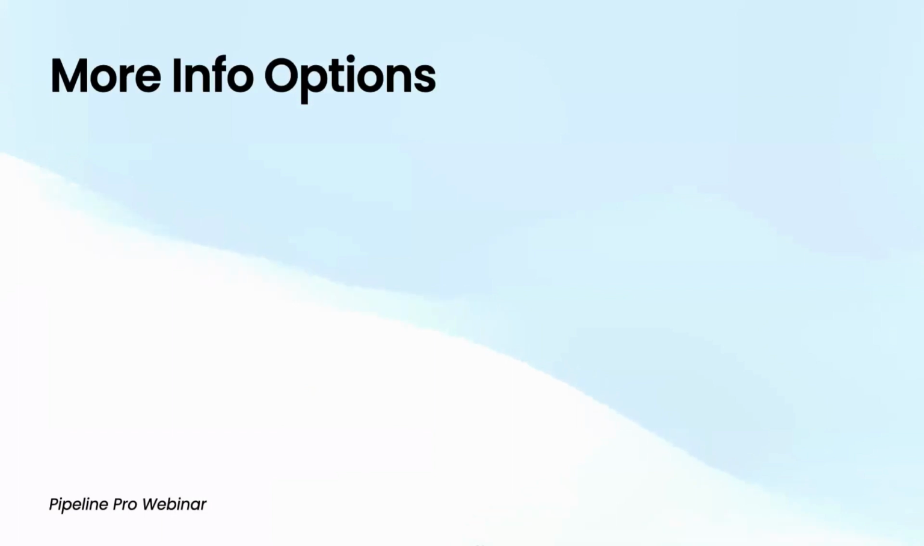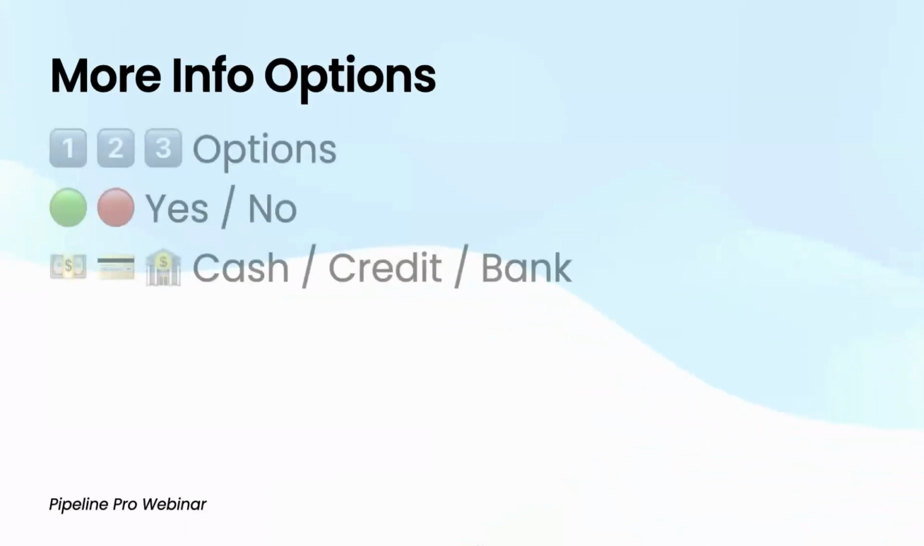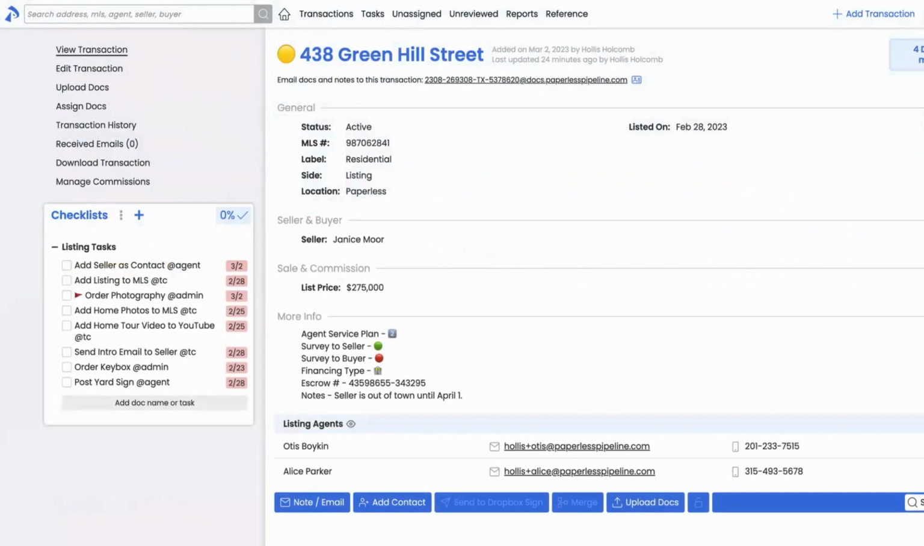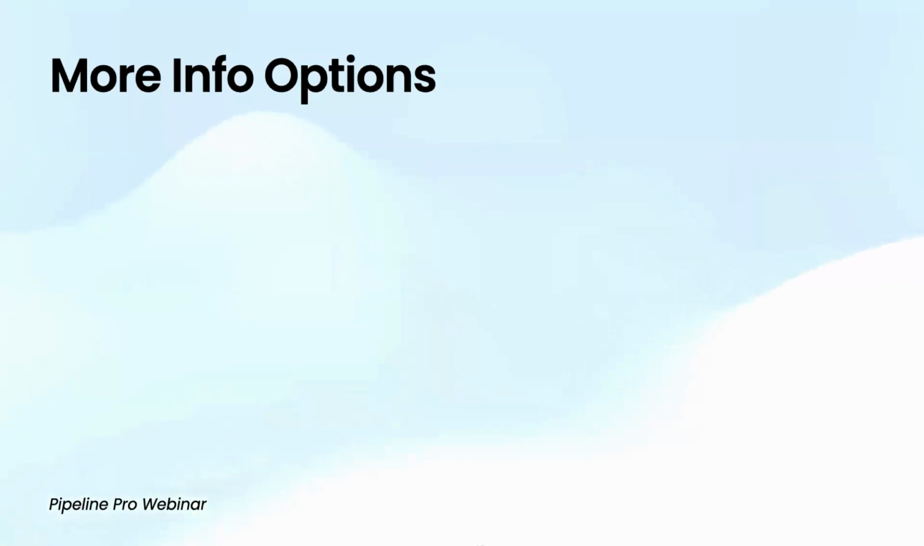First, emojis can act as the options for the custom information you collect on transactions. For example, you could use 1, 2, or 3 as your different agent service plan options, or green or red emojis for yes and no, respectively. Using this method, I can quickly identify, without having to look through large amounts of text, that the agent service plan is 2. They would like to send a survey to the seller but not the buyer, and the financing type is loan. When you use emojis as options in More Info or Admin Info on transactions, you can easily search by your different emoji options to pull up a list of transactions where that option was chosen.